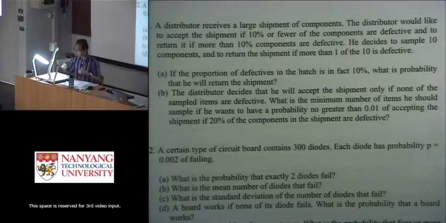Then we can look at the first line. They said a large shipment. What does this mean? That means the population size is very large, right? A large shipment may include thousands of components, so when we take one out, it doesn't affect the rest. Then we can see part A: if the proportion of defective in the batch is in fact 10%.